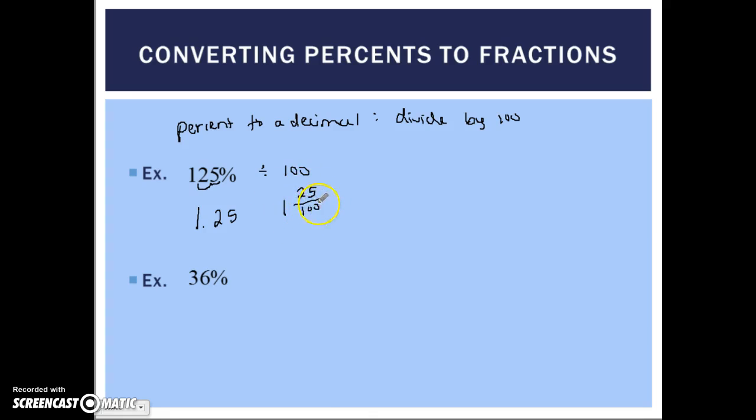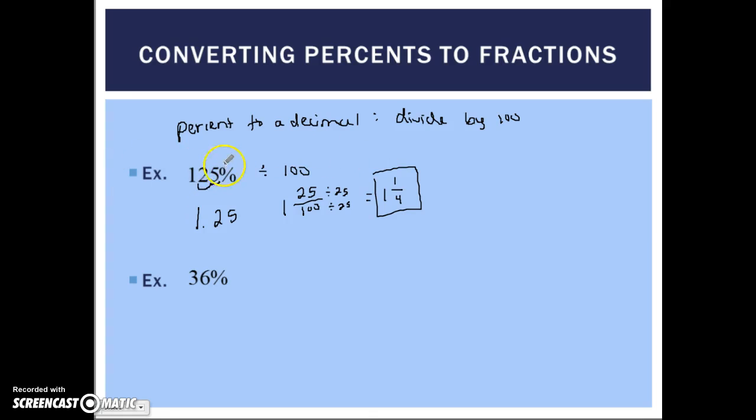And then I can reduce this fraction by dividing a 25 out of each of those. So if I divide my numerator and my denominator by 25, I would end up with 1 and 1/4. 1 and 1/4 for this fraction.